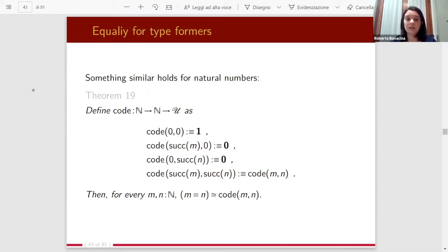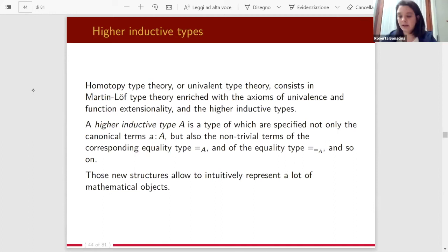In this case, we define a code function from N times N to universes, again by cases. We say that the code of 0, 0 is 1. The code of the successor of m and 0 is 0. The code of 0 and the successor of n is 0. And the code of the successor of m and the successor of n is the code of m and n. And for this it can be proved that for every m and n of naturals, their equality type m equal n is congruent to the code of m and n. So this is it for equality.